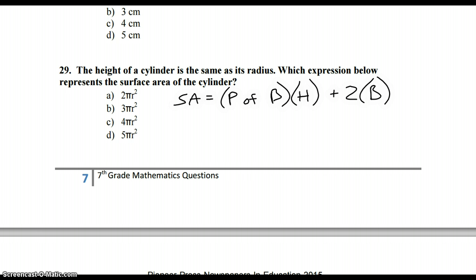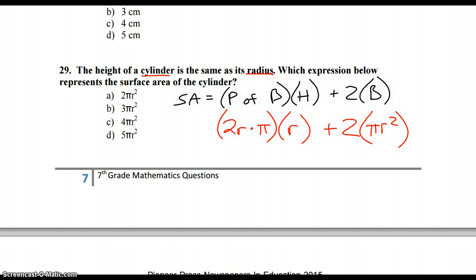Alright, so it says the height of the cylinder is the same as the radius. So we will put in here, so the perimeter of our base, now remember we're talking about a cylinder, is going to be circumference. So that's pi times diameter, or 2 times the radius times pi. Alright, now h, they say, is the same as the radius, so I'm going to call h r, and then 2 times the base area, which, we're talking about a circle, is pi times r to the second.